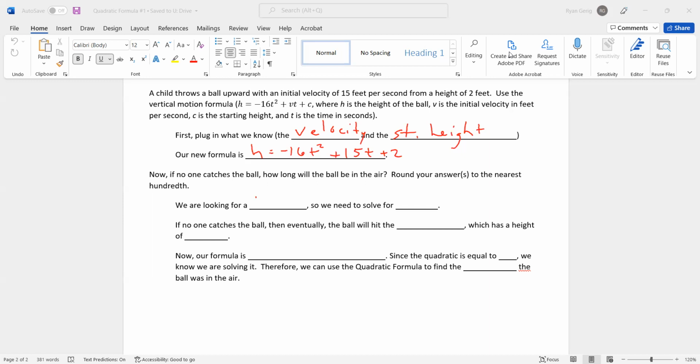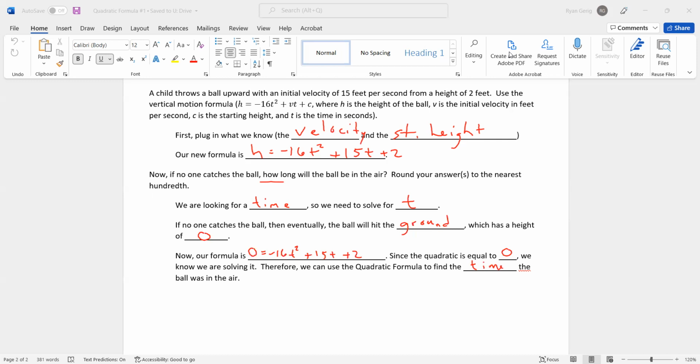We are looking for a time, right? How long will the ball be in the air? We're looking for a time. So we need to solve for t. If no one catches the ball, then eventually the ball will hit the ground, which has a height of 0. So if we're looking for the time when the height is 0, let's put 0 in for h. If I do that, I get 0 equals negative 16t squared plus 15t plus 2. And look what we've got. We have a quadratic equal to 0, which means we are solving it. Therefore, we can use the quadratic formula to find the time.